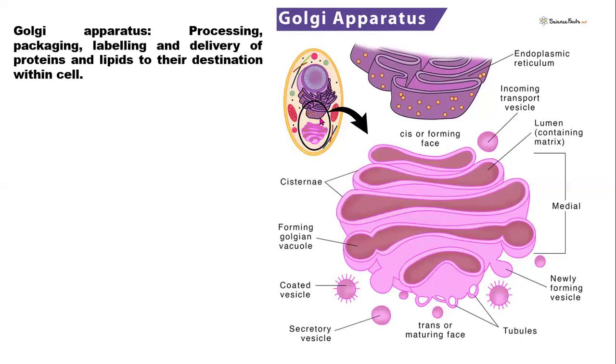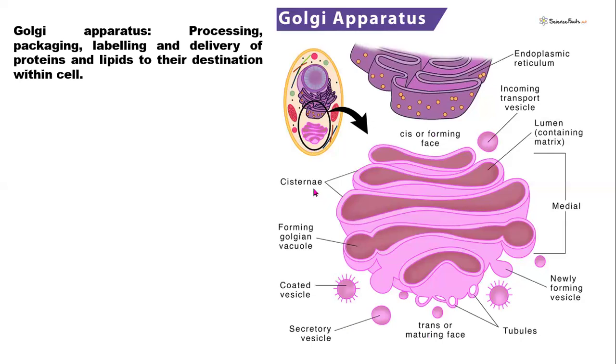They are close together. There is what we call the cis or forming face of the Golgi apparatus, which is closer to the rough endoplasmic reticulum. And you have the trans or maturing face, which is the other side, opposite, the side that is facing the cell membrane. So on the inside, you have the cis or forming face, close to the rough endoplasmic reticulum, while on the other side, you have the trans or maturing face, which is close to the cell membrane.